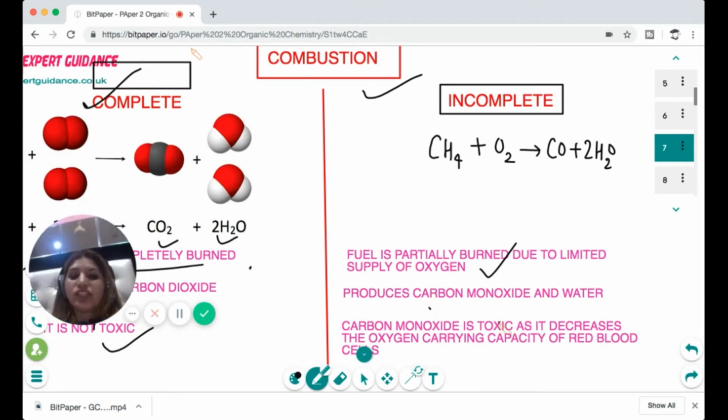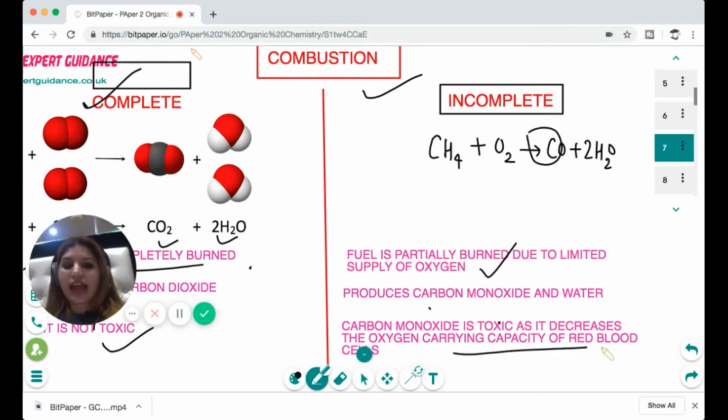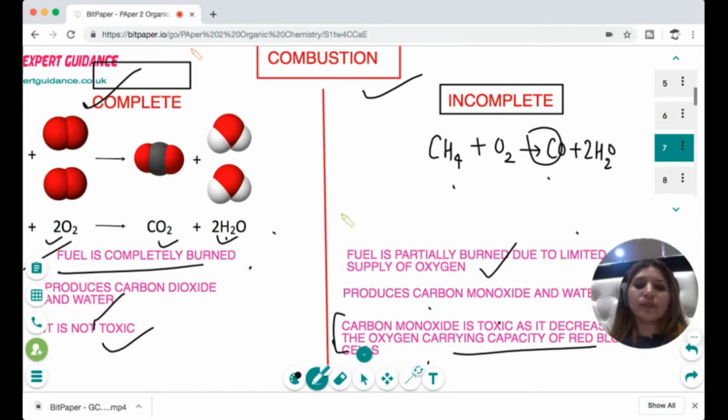Now, it is toxic as carbon monoxide is a toxic gas. It decreases the oxygen carrying capacity of the red blood cells. Therefore, it is very harmful. So incomplete combustion is harmful. In the exam, you should be able to write the equations of complete and incomplete combustion. Remember, in complete combustion, write carbon dioxide and water, and in incomplete combustion, write carbon monoxide and water and balance the equation.